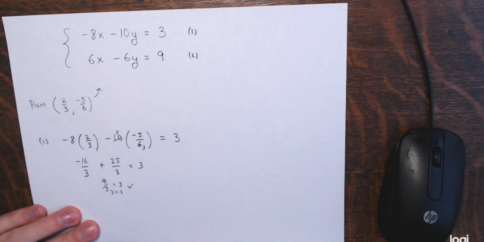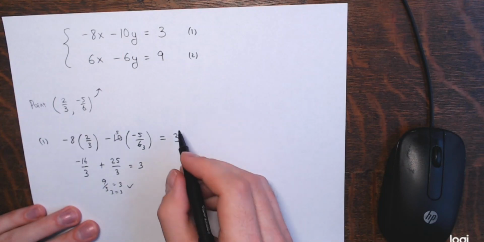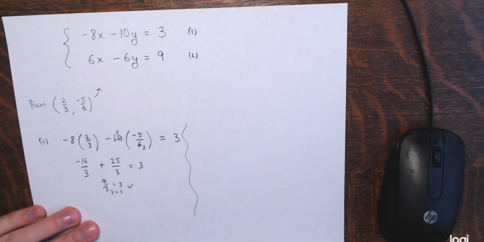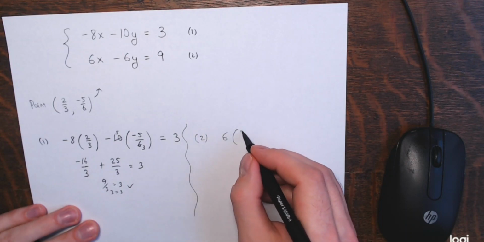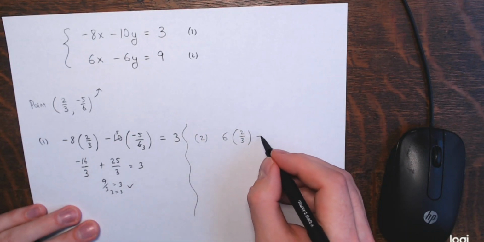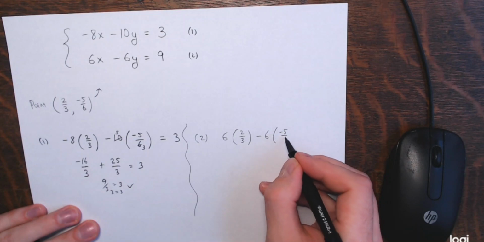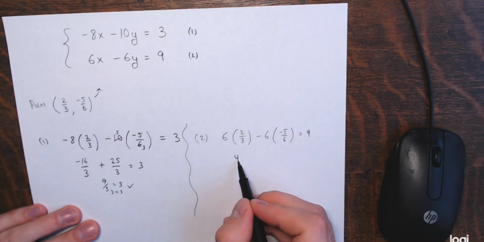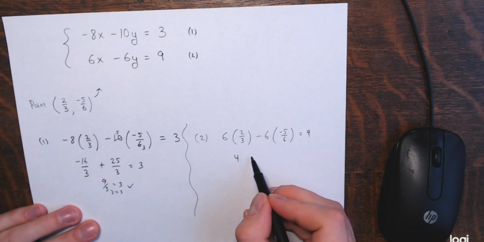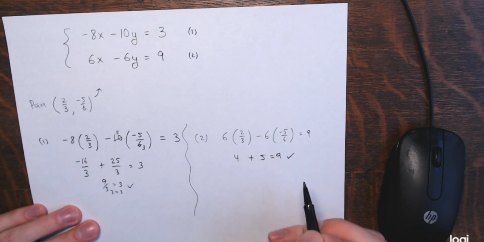But just because it satisfies the first equation doesn't mean it's a solution of the system. Right? It could just be a point on that line, but not on the other line. So now I got to check equation 2. 6 times 2/3 minus 6 times negative 5/6. Is this equal to 9? Well, let's see. This is 4, and then this is plus 5 equals 9 totally. 9 equals 9.